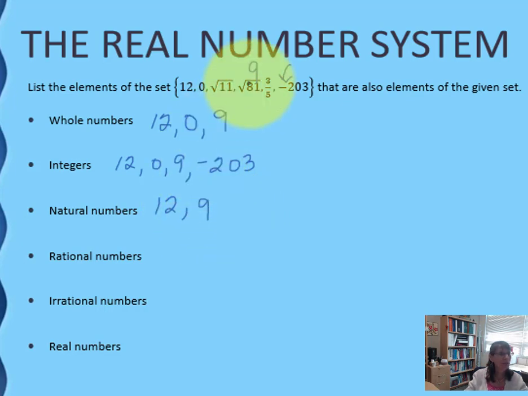And for 9, I really should be writing that as square root of 81. Let's go ahead and fix that, square root of 81, so we don't get mixed up here.